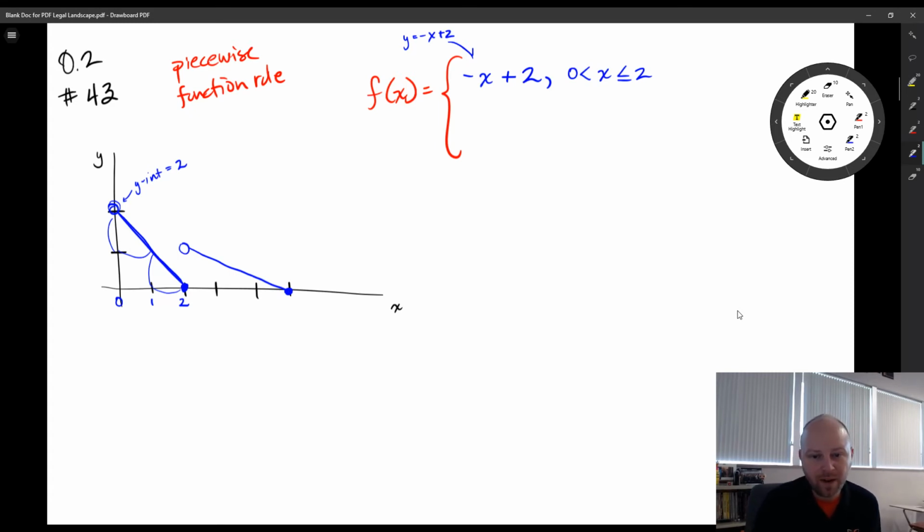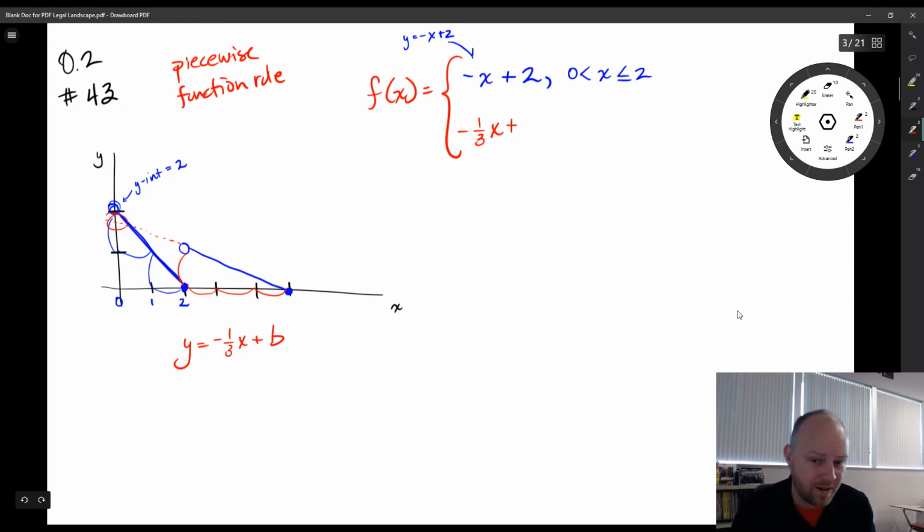Okay, let's move on to the second piece. So here, I don't have the y-intercept, but I'm going to kind of dash it in and imagine where it might be. So I think the easy part is to get the slope, down 1, over 1, 2, 3. So it looks to me like the slope is -1/3, minus 1/3 x, and then we need that y value. Well, let's give this a shot.